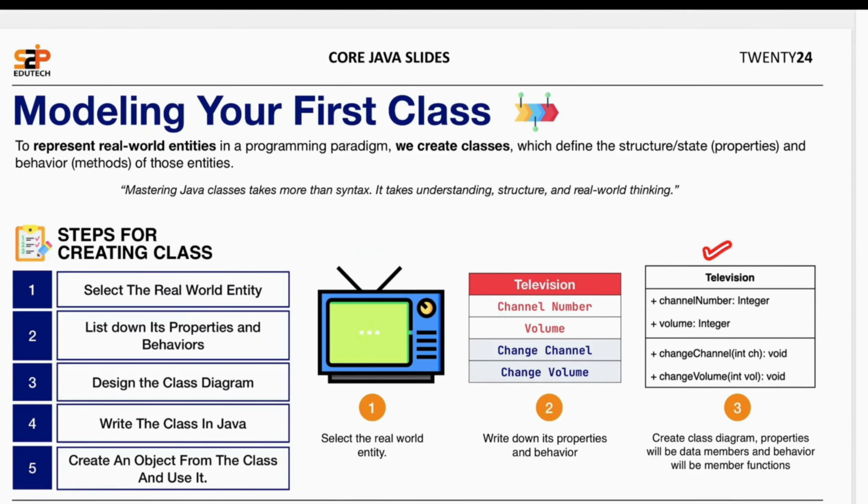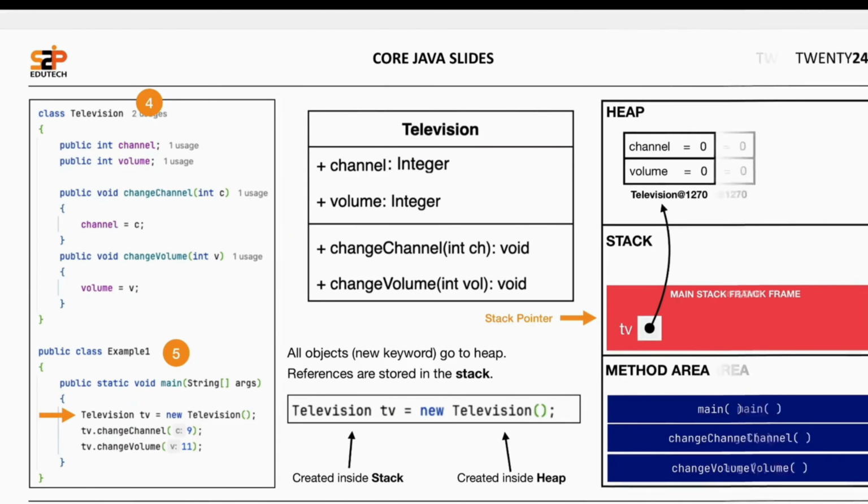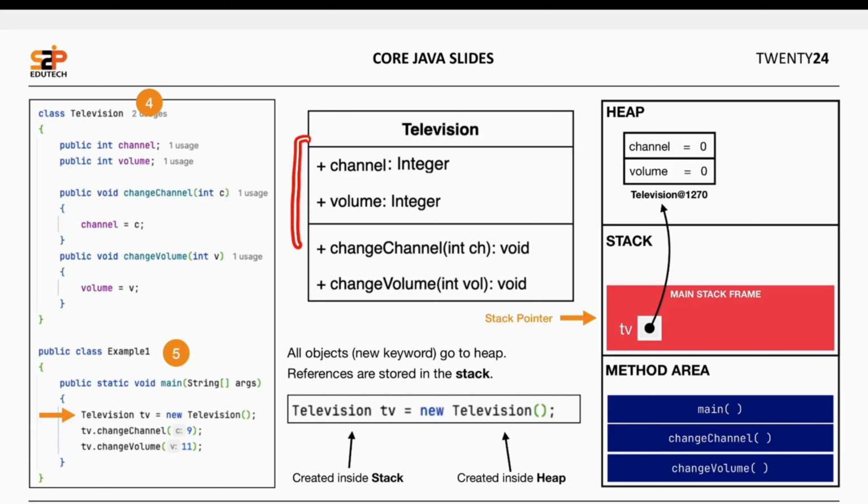Once the class diagram is ready, upon this design, we are going to create the actual class. Based on this class diagram, we are going to create our television class in Java. See, in Java, for creating a class, the class keyword is used followed by the name of the class. A class is going to contain at least two things: properties and behavior. Properties are shown by variables and behavior is shown by member functions. Functions which are part of a class are known as member functions.